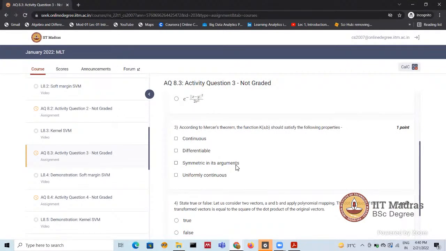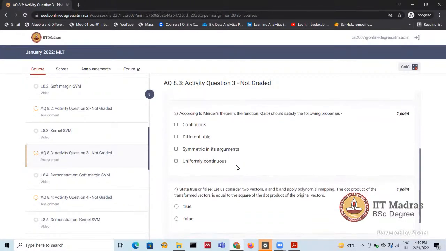According to Mercer's theorem, the kernel function should satisfy which of the following properties? So this is just part of the theorem.